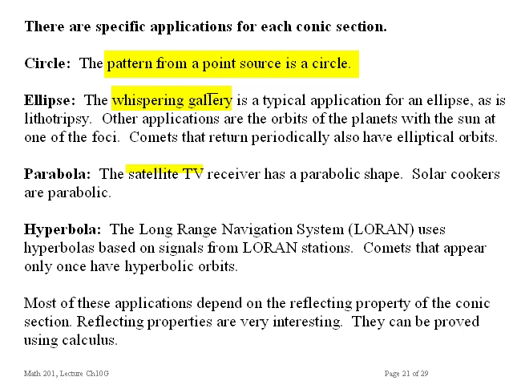And for the parabola, you're familiar with it as a satellite TV receiver, also used for transmitting antennas to direct the beam. And the hyperbola: the now, I believe, pretty much defunct LORAN navigation system was based on hyperbolas. Comets that appear only once generally have hyperbolic orbits, and flyby space probes also have hyperbolic orbits. Most of these applications depend on the reflecting property of the conic section.